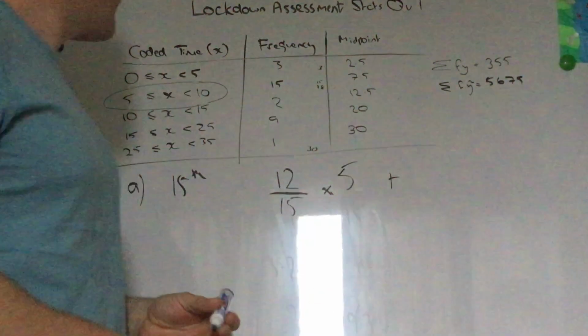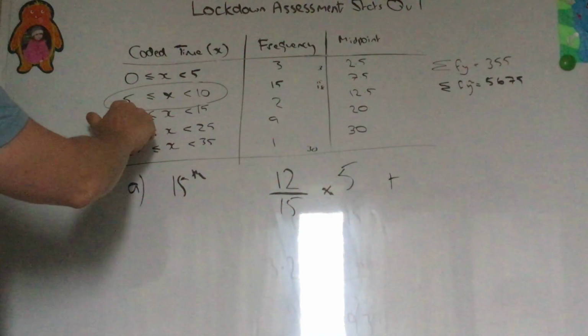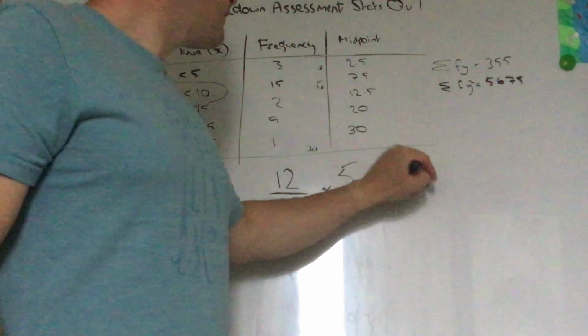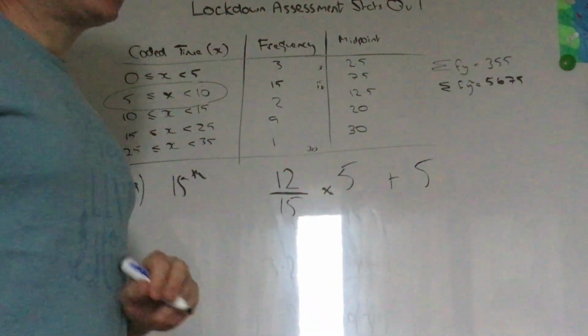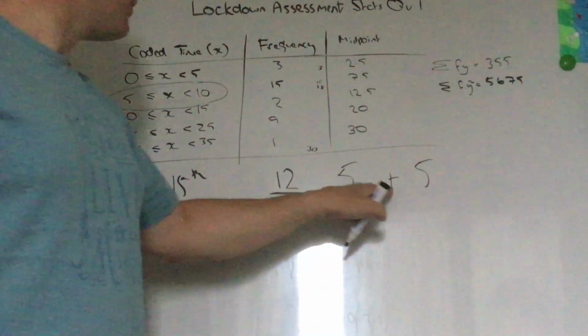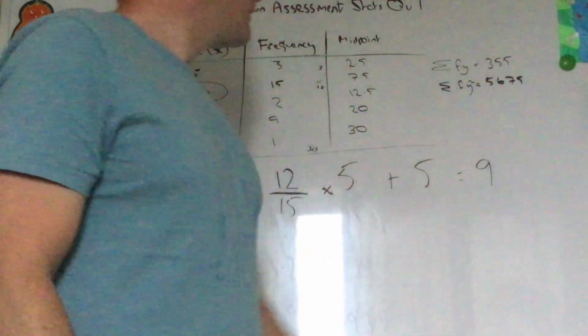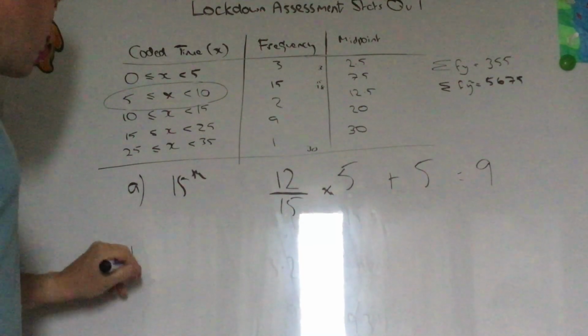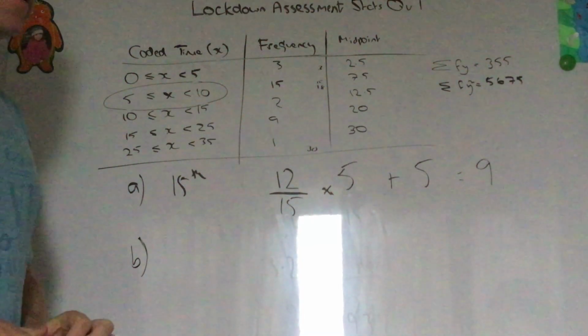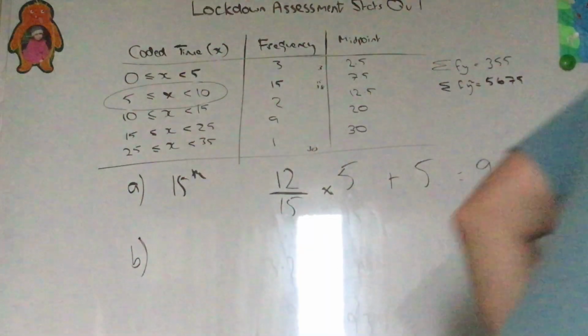Then we have to add the value of the beginning of the group, which is 5. So 12/15ths cancels down to 4/5. 4/5 of 5 is 4, and added to 5, and we get 9. Okay. B. I think everyone did pretty much spot on B.